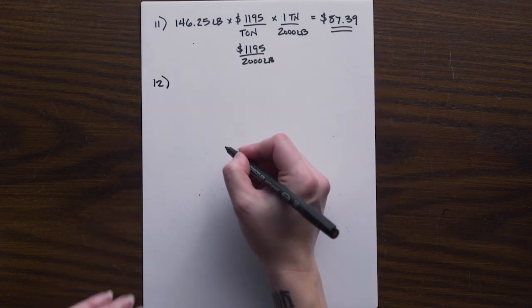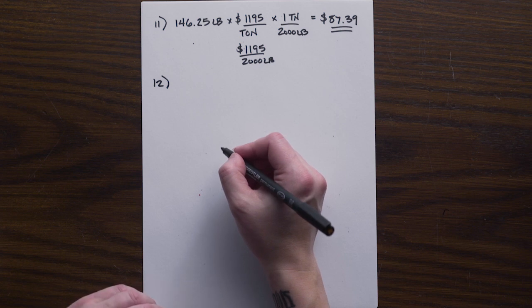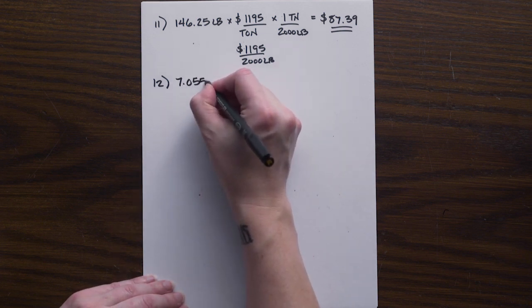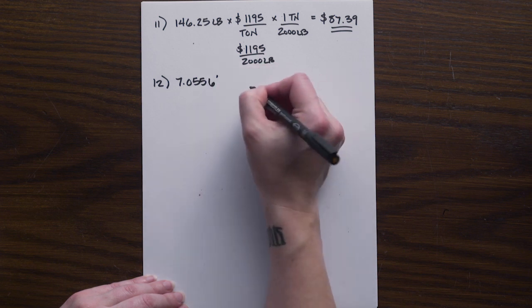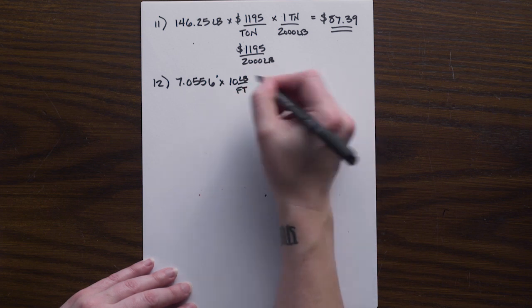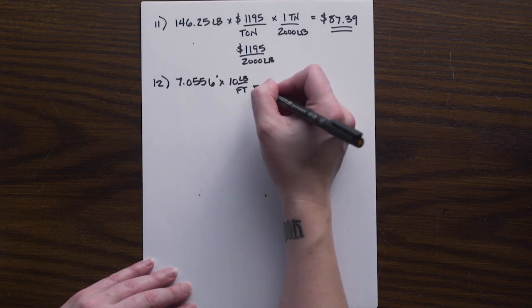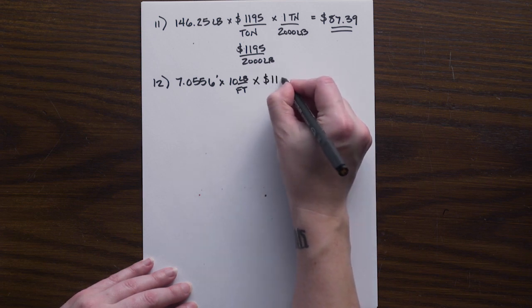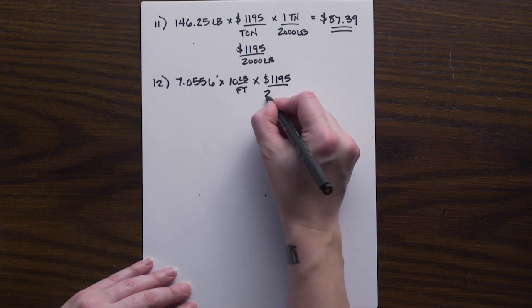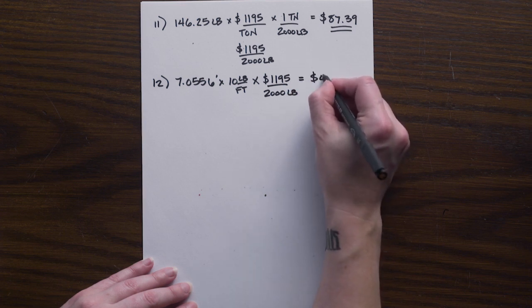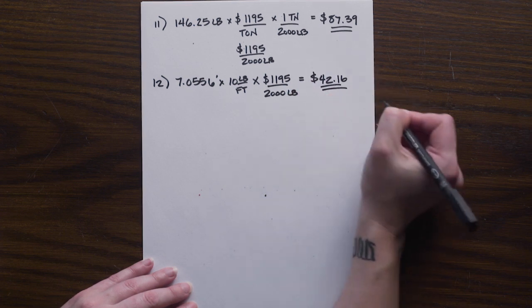Number 12 then is looking at the average cost of our second level beams and girders. So per our average calculation for length, we had 7.0556 feet. If we multiply that by our pound per foot weight, we can get the actual weight for each one of our average beams and girders. And that is what we multiply by the $11.95 per 2,000 pounds. Gives us a total of $42.16 per beam and girder.